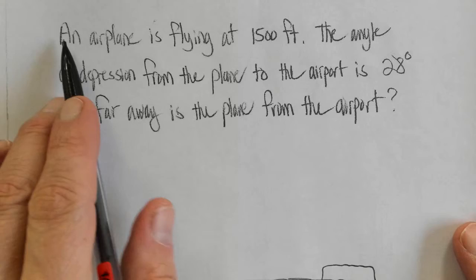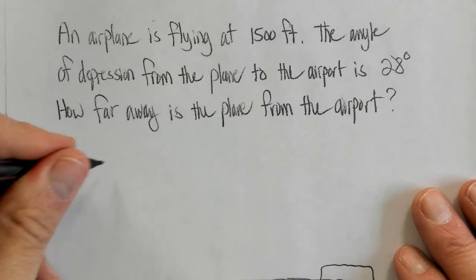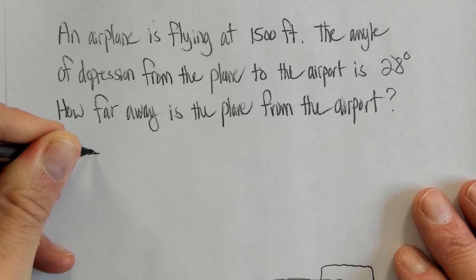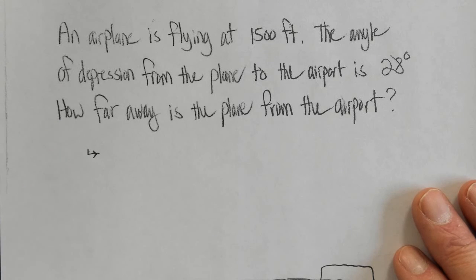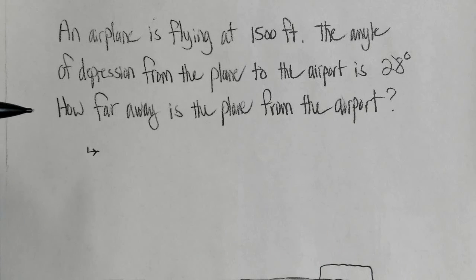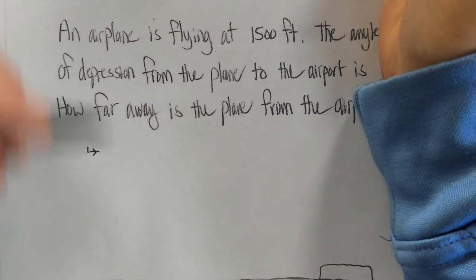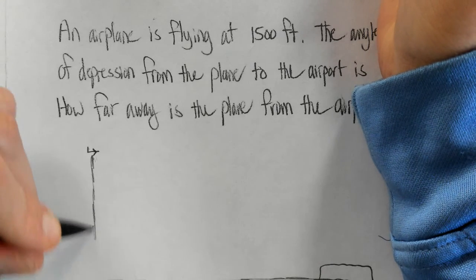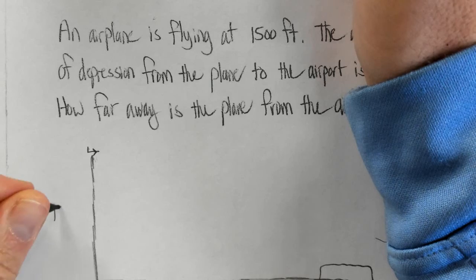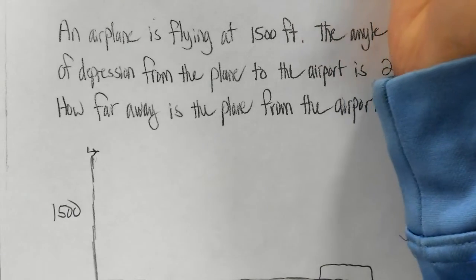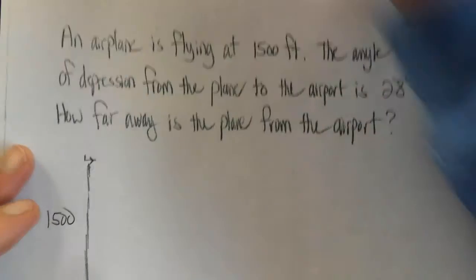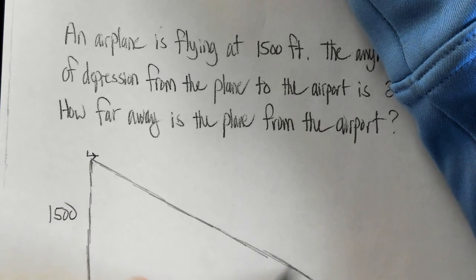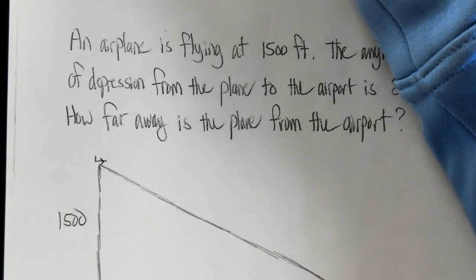Let's see. We've got a plane. Okay, plane. And let's see. So the plane is flying at 1,500 feet. So that means that that distance straight down is 1,500 feet. Okay. The angle of depression from the plane to the airport. So from the plane to the airport.